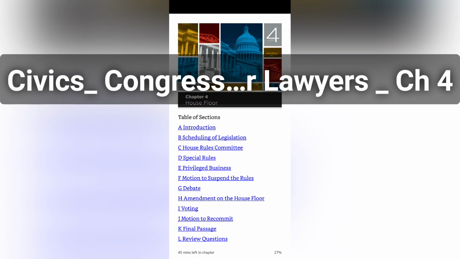The Speaker may recognize a member to move to suspend the rules and pass a particular measure. This may occur only on Monday, Tuesday, or Wednesday of each week unless by unanimous consent. The motion on occasion will stipulate suspend the rules and pass with an amendment. If so, no separate vote on the specified amendment will occur on the House floor.